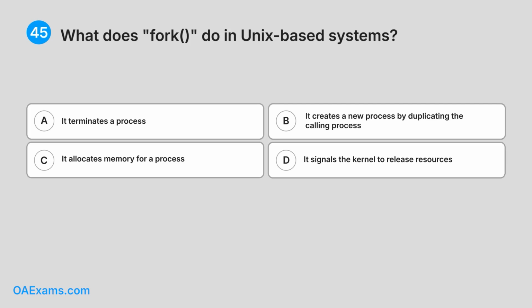45. What does fork do in Unix-based systems? A. It terminates a process. B. It creates a new process by duplicating the calling process. C. It allocates memory for a process. D. It signals the kernel to release resources. Do you know the answer?